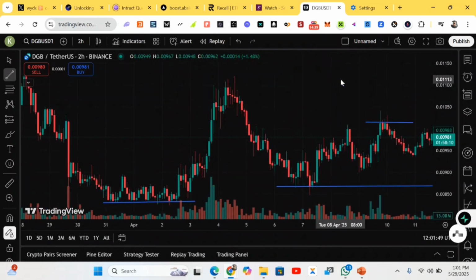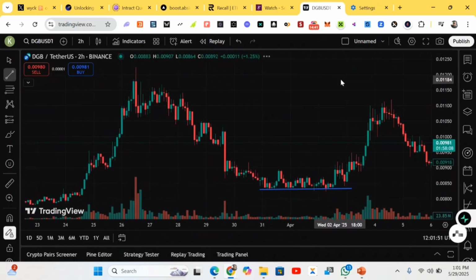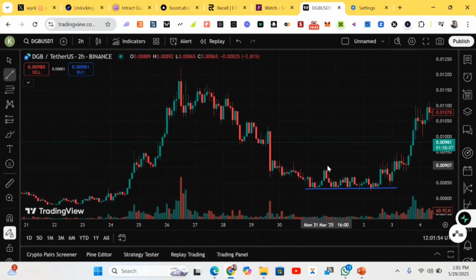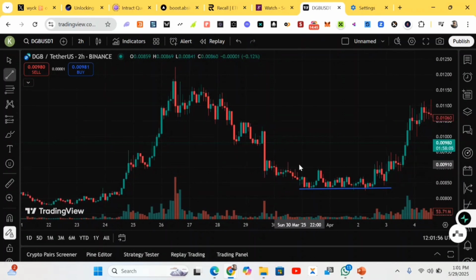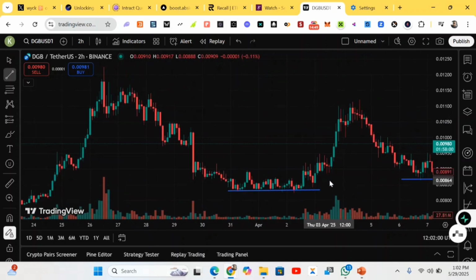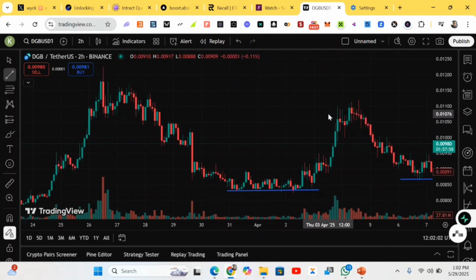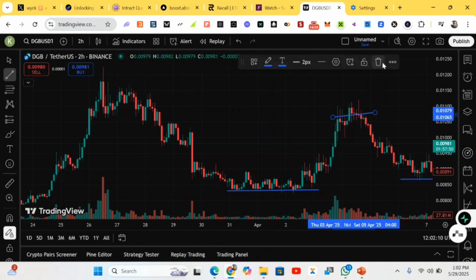So guys, this is what I was trying to show you. We'll have multiple, as you can see. There's another one here. Also be mindful of this, this is a strong area of resistance. We also have an area of resistance over here too.